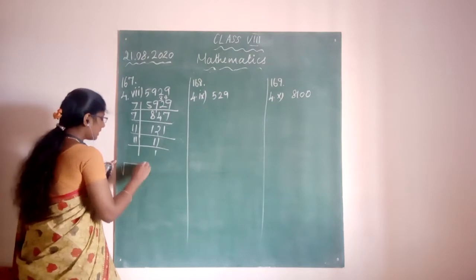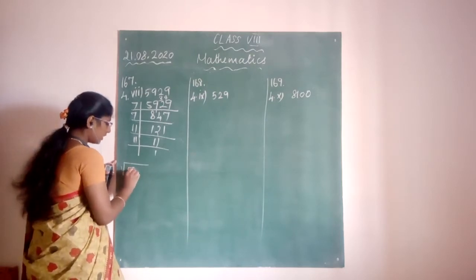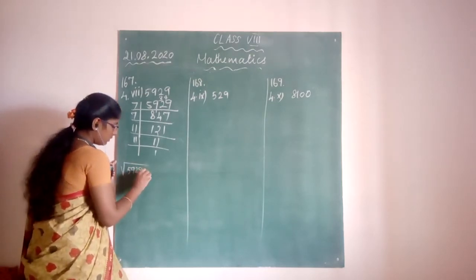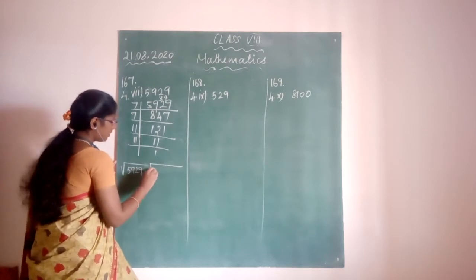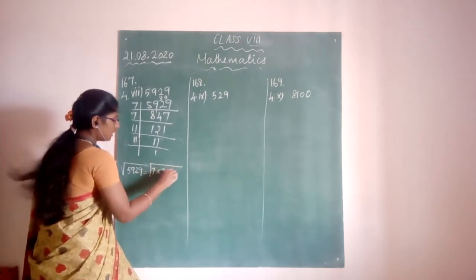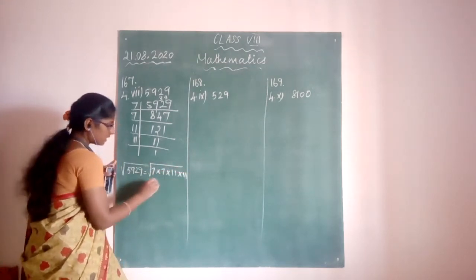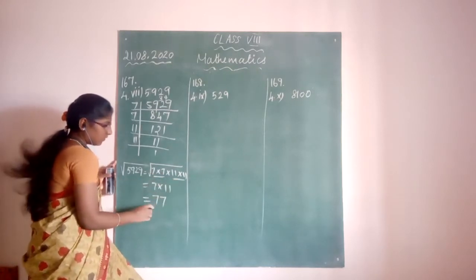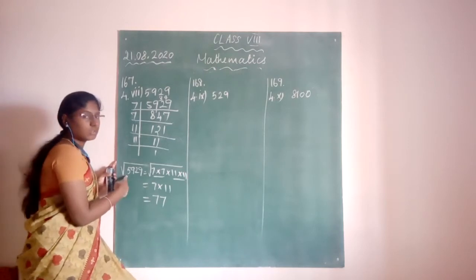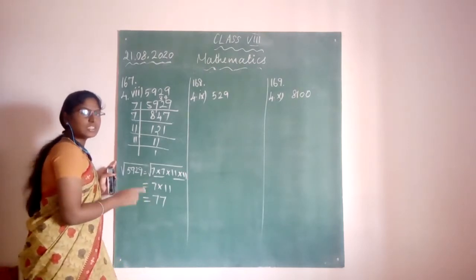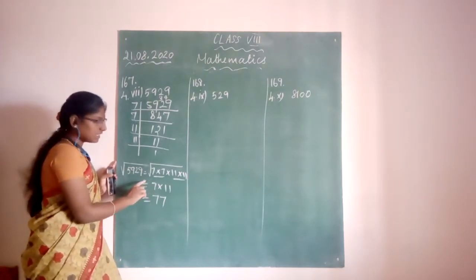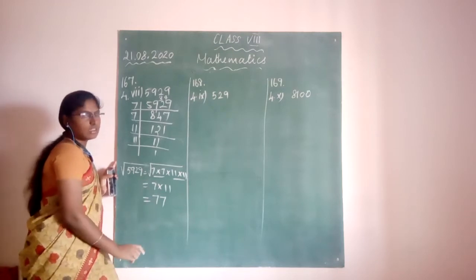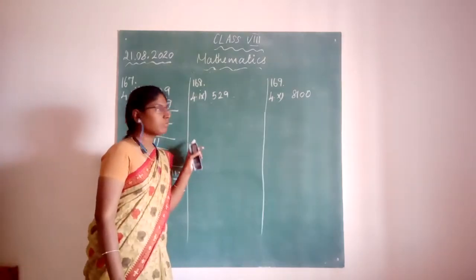Okay. Next, that is, the square root of 5929 is equal to the square root of 7 into 7 into 11 into 11. That is 7 into 11, that is 77. When you do 77 square, you will get 5929. Otherwise, you can say the square root of 5929 is 77. Clear? Look at the next sum.